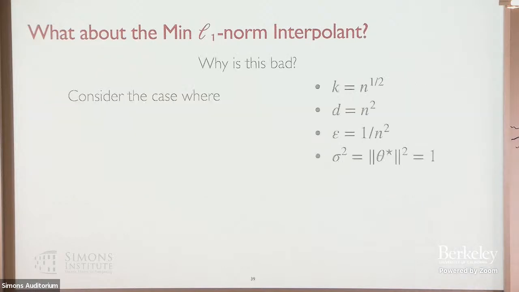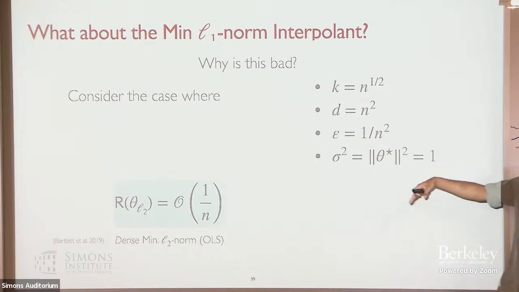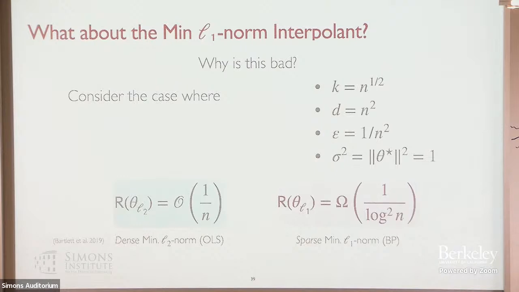Okay, so why is this bad? Consider a case where I set the parameters of the problem in this way, as an example. I can set the sparsity level to be square root n, I could set d equals n squared, and set epsilon, the variance of the small directions, as 1 over n squared. And I could set the noise variance and theta star as a constant. Previous results tell us that the risk of the OLS solution, or the minimum L2 norm solution, goes down as 1 over n in this case. However, for the minimum L1 norm solution, it's lower bounded by something that only goes down logarithmically in n.